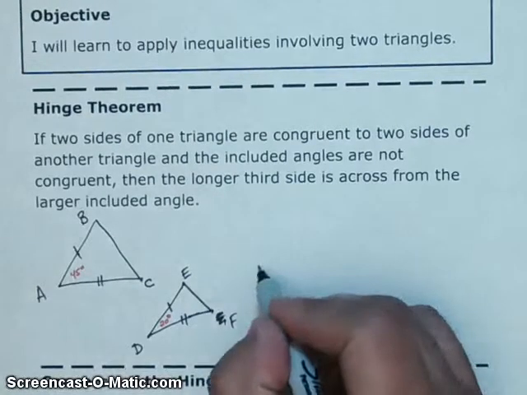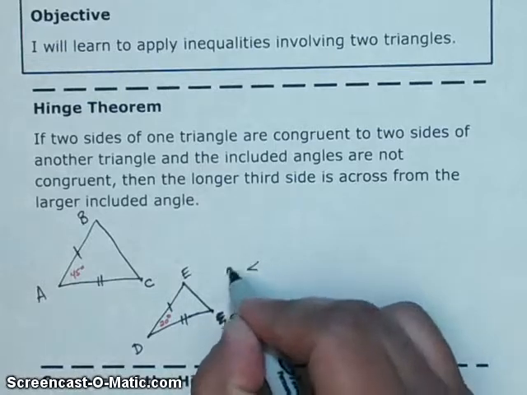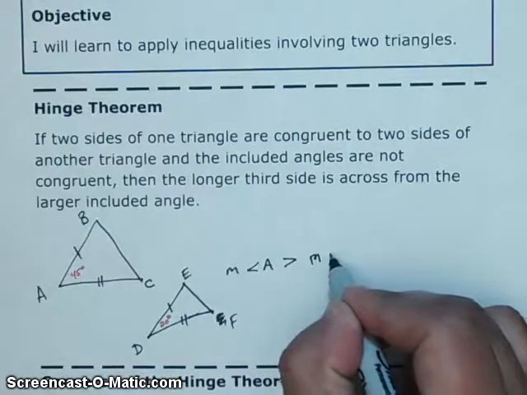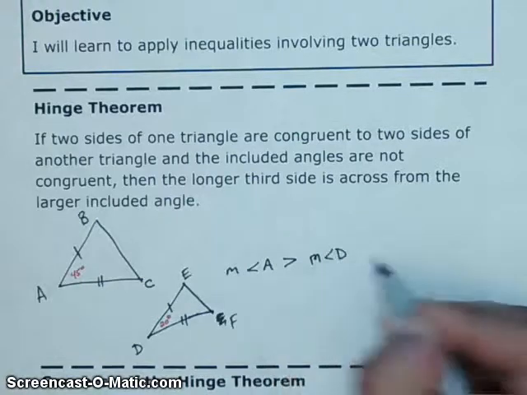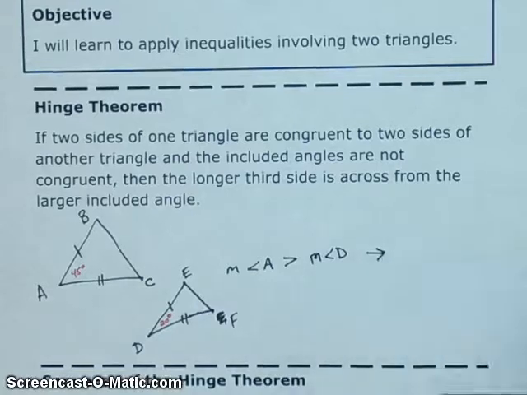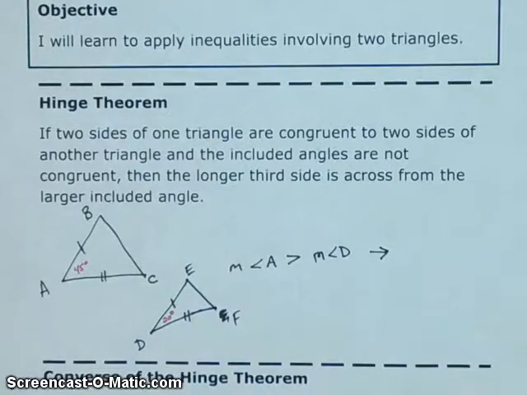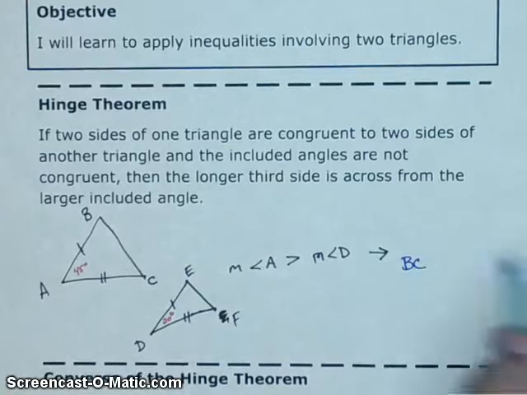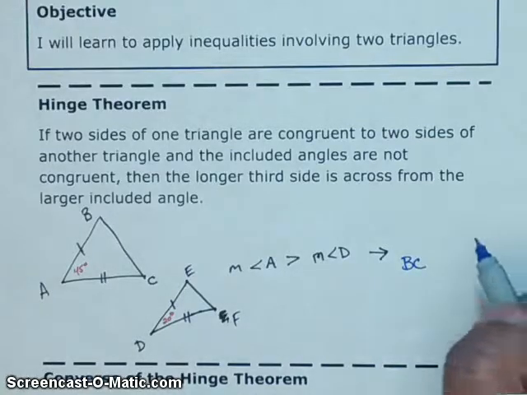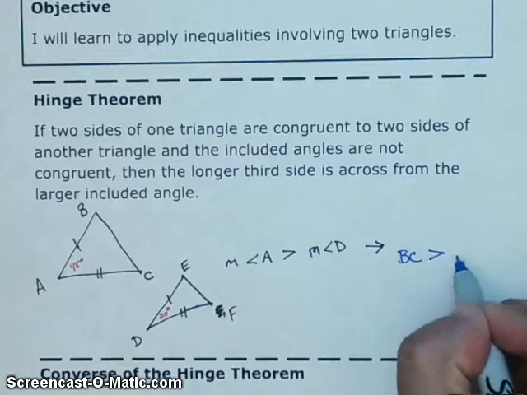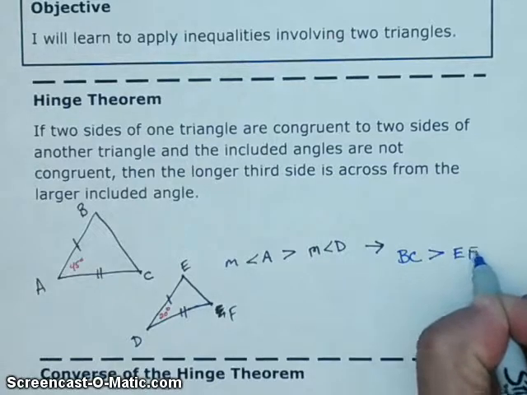Right, so that's saying that I know angle A, or the measure of angle A, is greater than the measure of angle D. Then the conclusion is going to be that segment BC, well, the distance from B to C is going to be greater than the distance from E to F.